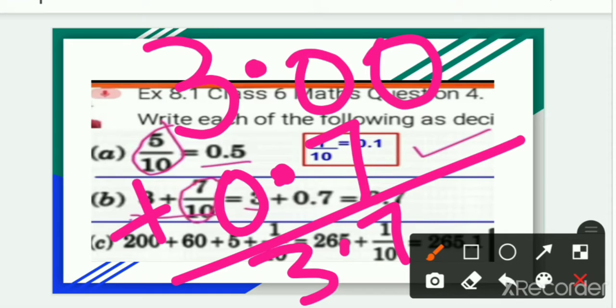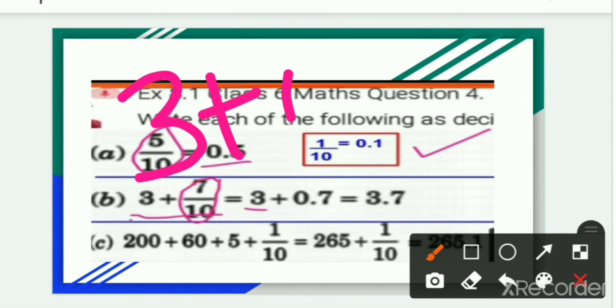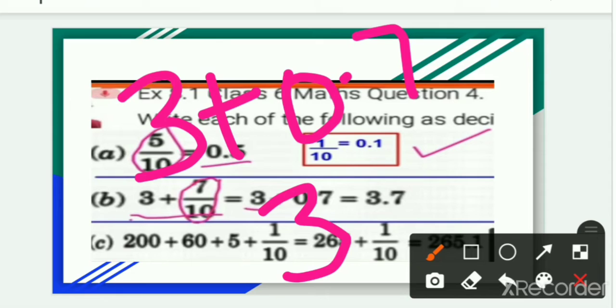You can solve it in this way also: write the number and after that write the decimal form. Like 3 we have as a number, write 3 and after that write the decimal form which is given to you. It will be 3.7.